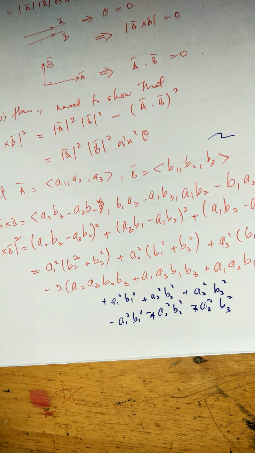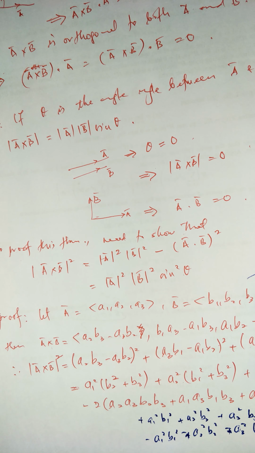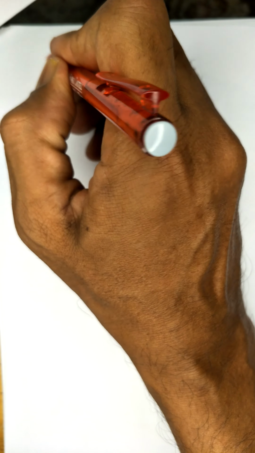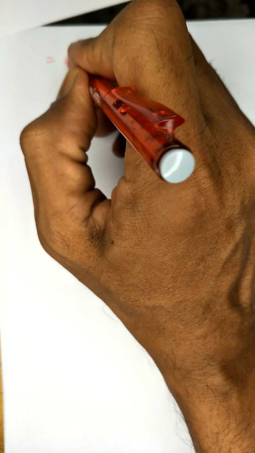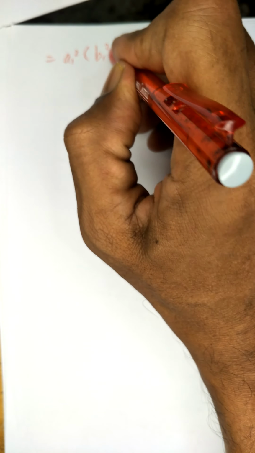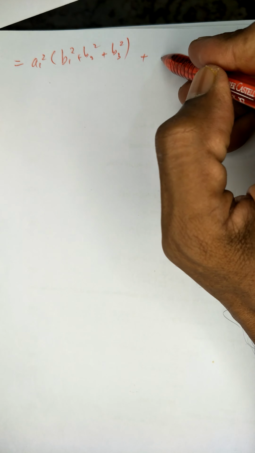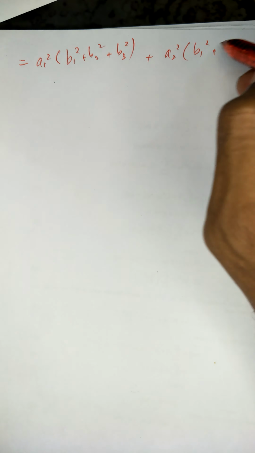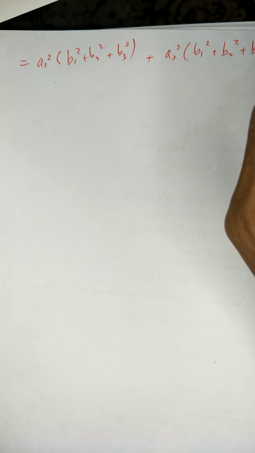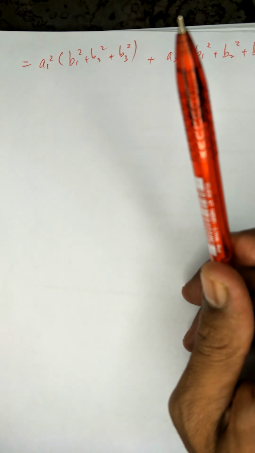Now, if you proceed with this, what we have is that this is equal to a1 squared (b1 squared plus b2 squared plus b3 squared), plus a2 squared (b1 squared plus b2 squared plus b3 squared). Okay, this is from this part here.